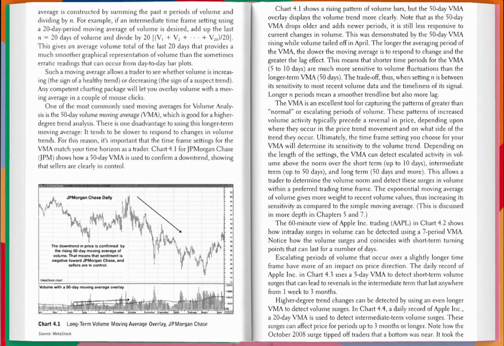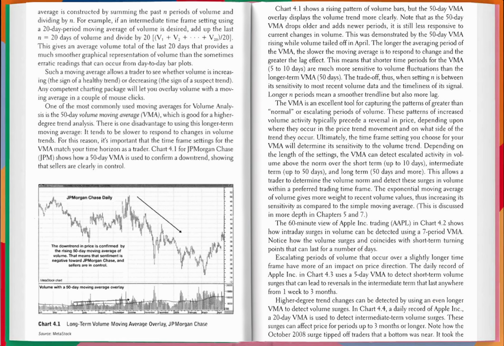The longer the averaging period of the VMA, the slower the moving average is to respond to change and the greater the lag effect. This means that shorter time periods for the VMA, 5 to 10 days, are much more sensitive to volume fluctuations than the longer-term VMA, 50 days. The trade-off, thus, when setting it is between its sensitivity to most recent volume data and the timeliness of its signal. Longer periods mean a smoother trend line but also more lag.